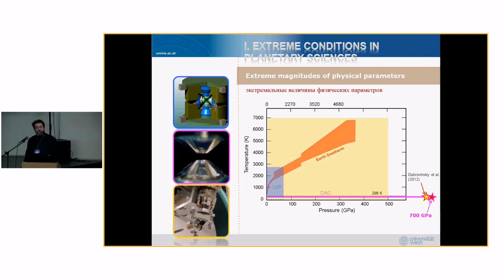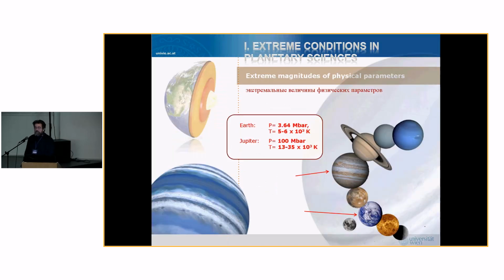We have also got some idea about what kind of techniques we can use to approach it, and that we are basically able, with large volume presses and diamond anvil presses, but also in combination with laser heating, to approach all these conditions that are relevant to our planet. But it's maybe not good enough for all the other planets.